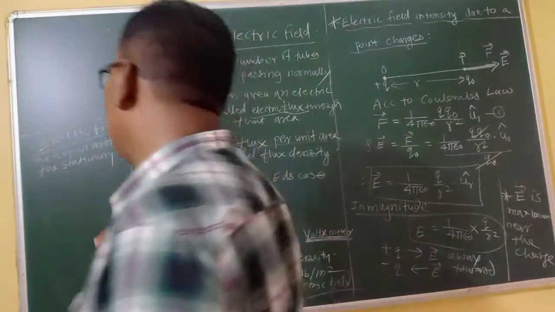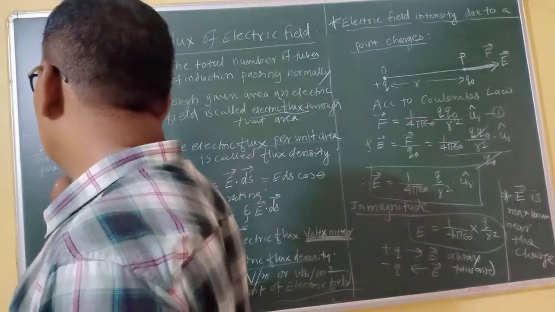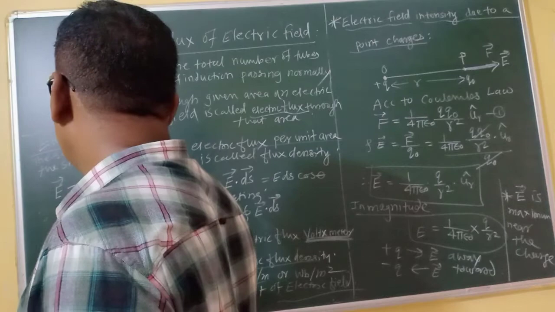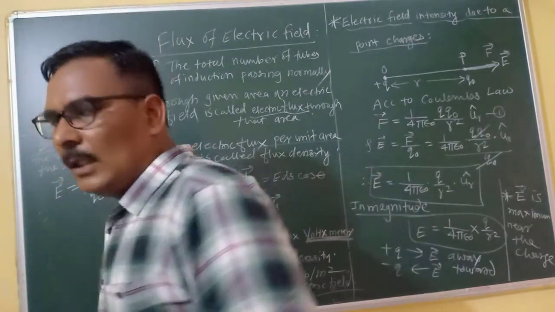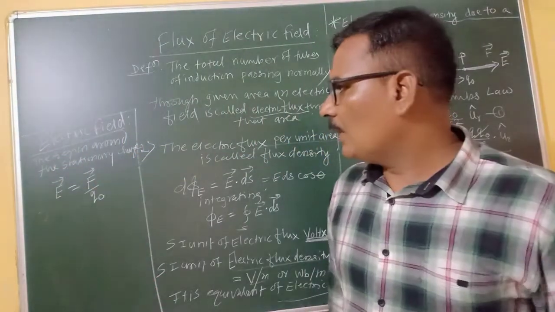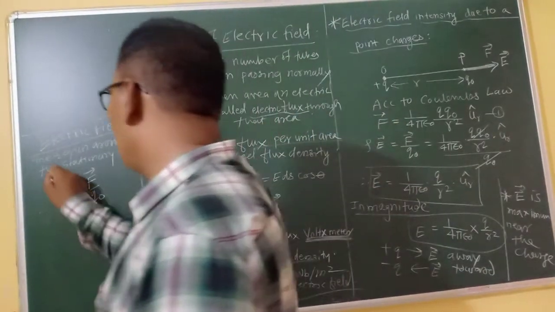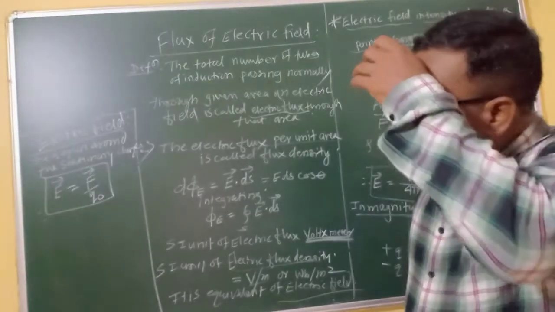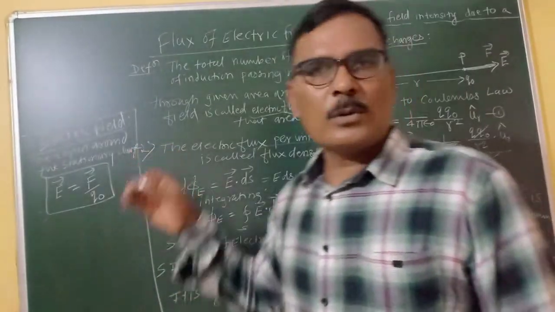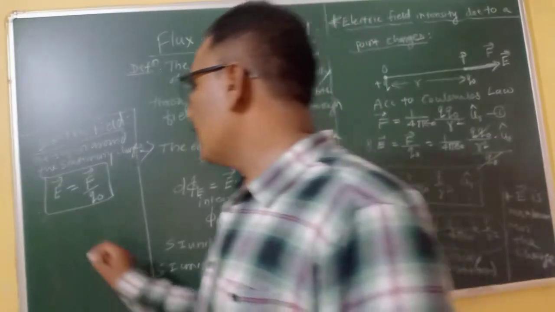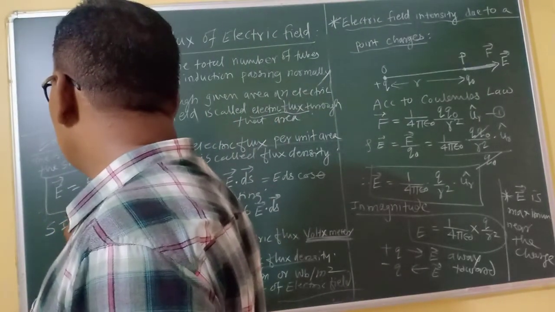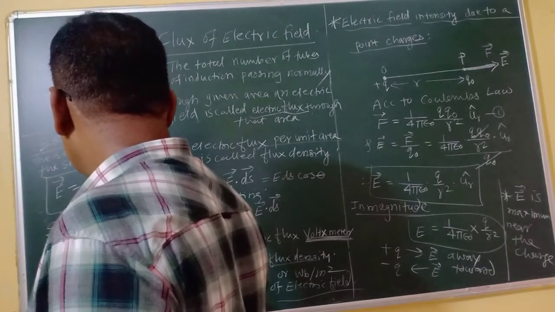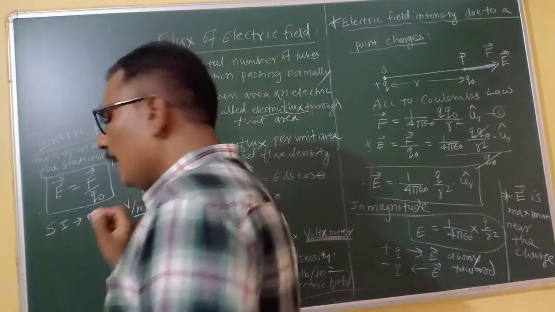Electric field is defined as the force per unit charge, that is E bar equals F bar divided by Q0, where Q0 is the positive charge and F bar is the force. The formula for electric field intensity is E bar equals F bar divided by Q0, that is force per unit charge. The SI unit of electric field intensity is Newton per Coulomb or Volt per meter. These are the two units for electric field intensity.